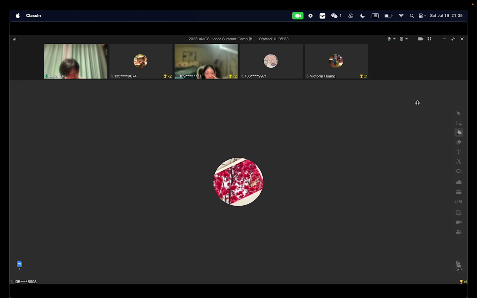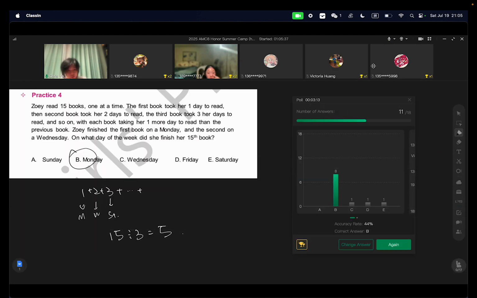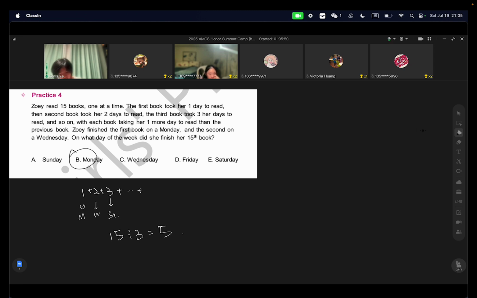Wait, let's see if I can. Wait, sorry. I can't really do it on my iPad, but there we go. Okay, thank you. So this is actually pretty smart and the fastest way to do this problem. But since we're doing sequences, I'm going to also show you the way to do it using sequences.